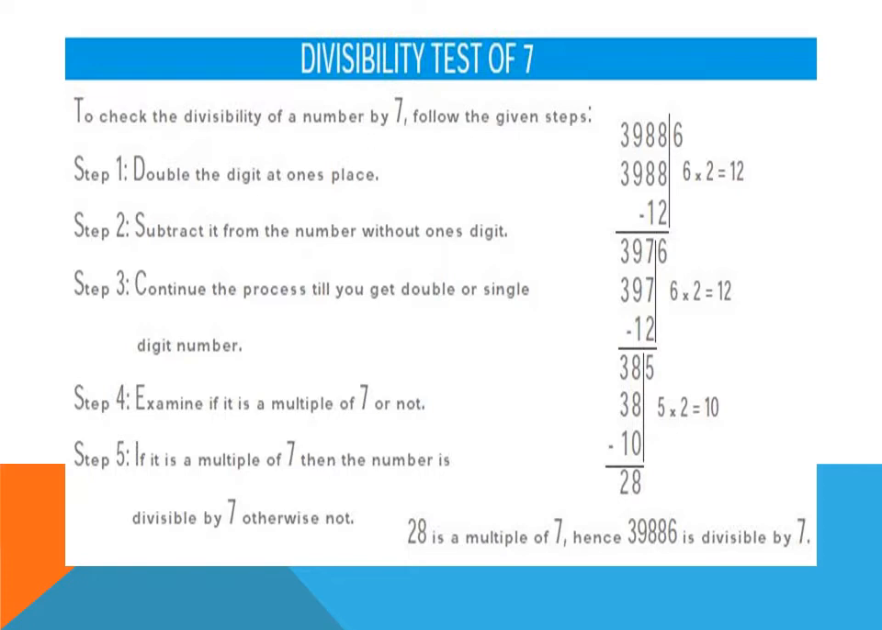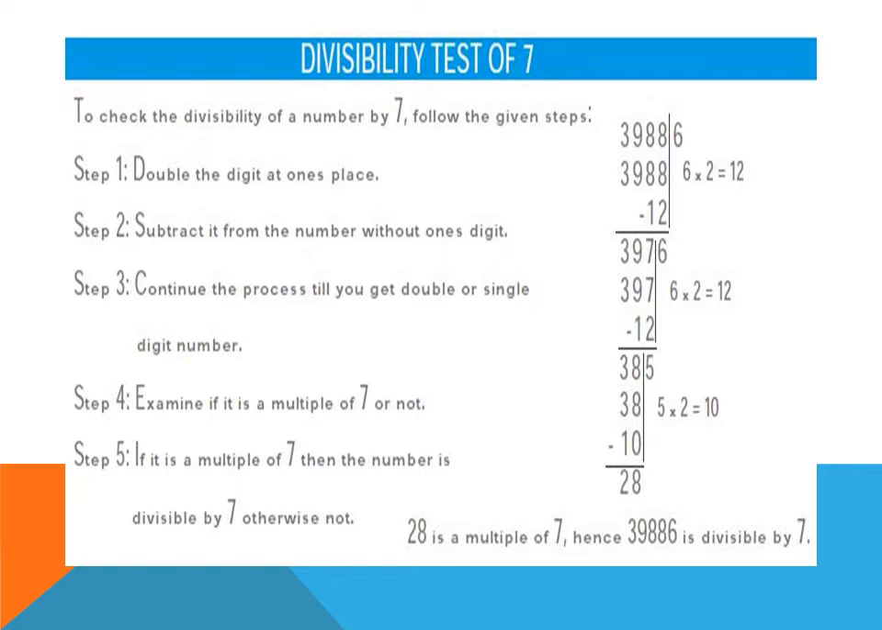We will get 3,976. Again the last digit is 6. Separate it out, double it, it will become 12. Then we will subtract 12 from the remaining digits, that is 397. We will get 385. The last digit is 5. Separate it, double it, we will get 10. Subtract it from the other digits, that is 38 minus 10 will give you 28. Now 28 is divisible by 7. So the original number, 39,886, is divisible by 7.